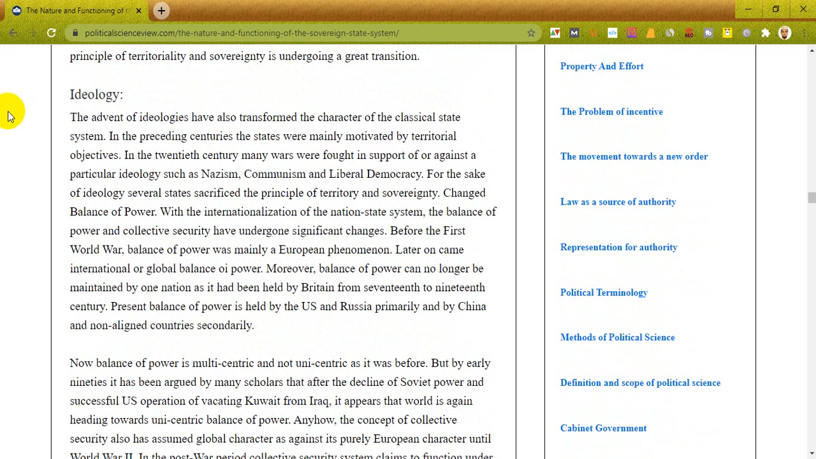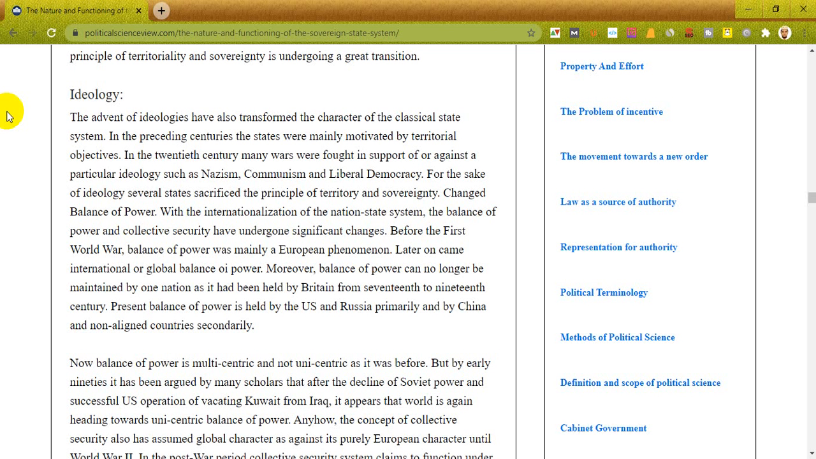Ideology. The advent of ideologies has also transformed the character of the classical state system. In the preceding centuries, the states were mainly motivated by territorial objectives. In the 20th century, many wars were fought in support of or against a particular ideology, such as Nazism, communism, and liberal democracy. For the sake of ideology, several states sacrificed the principle of territory and sovereignty.